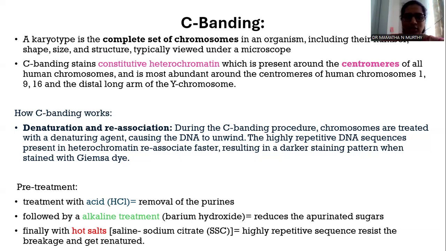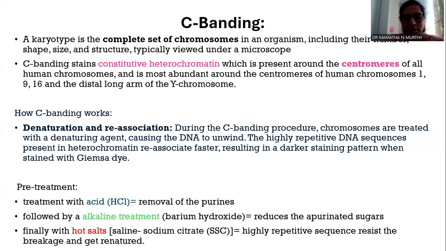The main principle of C banding includes denaturation and reassociation of the base pairs of the chromosomes. So during the C banding procedure, chromosomes are treated with a denaturing agent which causes DNA to unwind. The highly repetitive DNA sequences present in heterochromatin will reassociate faster, which results in a darker staining pattern when we stain with the Giemsa stain.